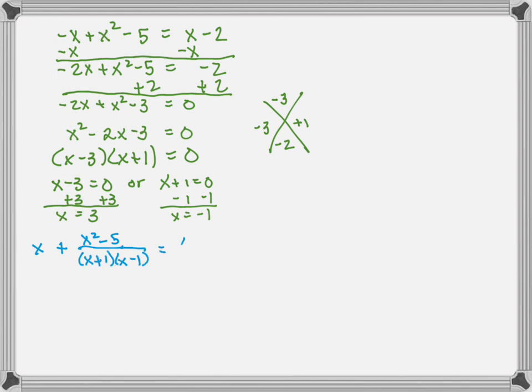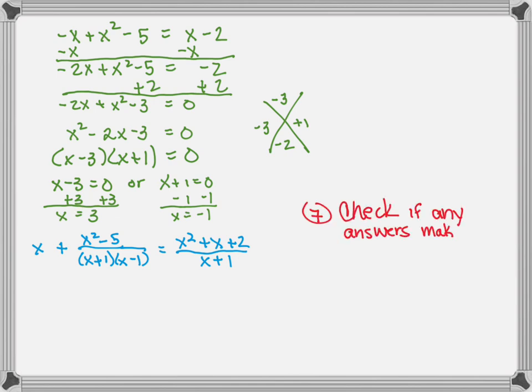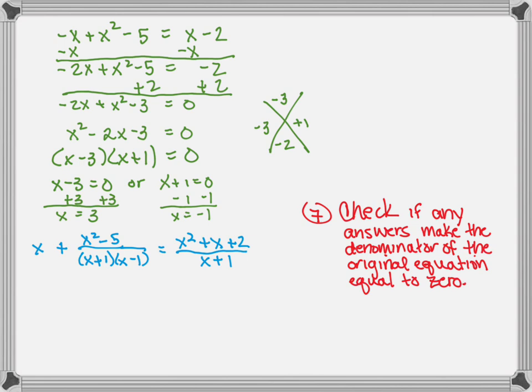Okay, I'm just going to rewrite our original equation, although I'm going to keep the denominator factored for the second expression. Our last step is to check to see if any of our answers, 3 and negative 1, make the denominator of the original equation equal to 0.